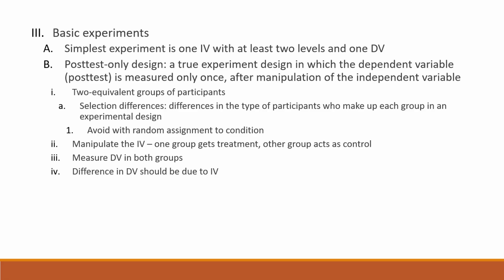We can avoid this with a random assignment to condition. We manipulate the independent variable where one group gets the treatments and the other acts as a control. So we need to make sure that only the independent variable is changed. We want to make sure both groups are still attending school and have a normal school day outside of the intervention. After the intervention, we measure the dependent variable in both groups.